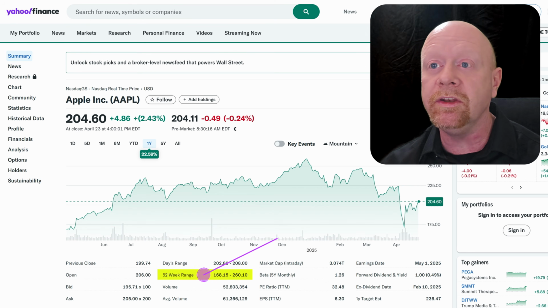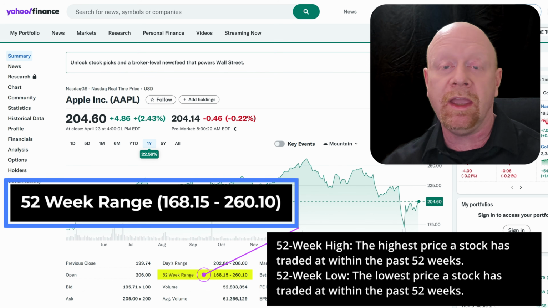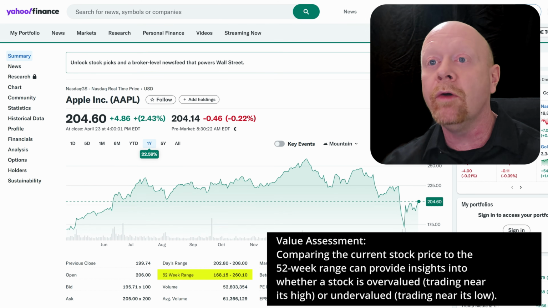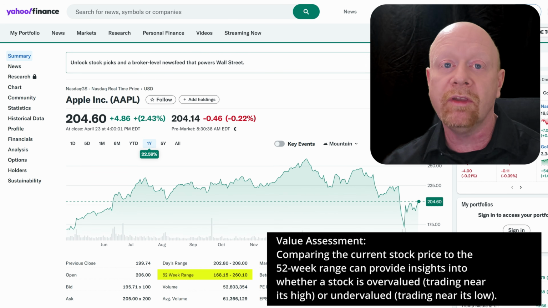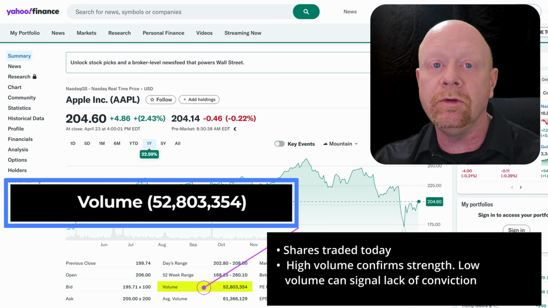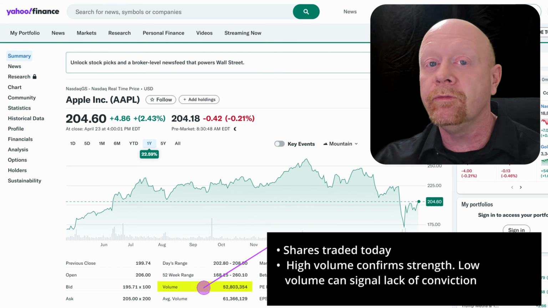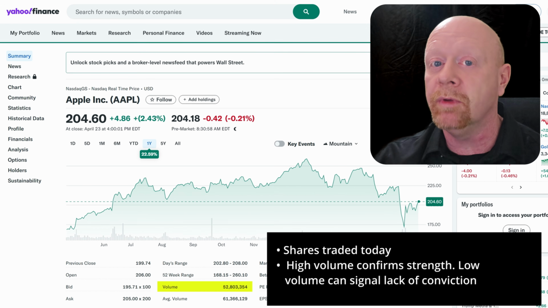Number 6 is the 52-week range. Now this is 168.15 to 260.10. So again, it's the same thing as the range that we just talked about, but this is the 52-week range and shows the lows and the highs over the past year. Why this matters is it positions the current price in the context of long-term swings. Number 7 is volume. So you'll see it's 52.8 million. That's the shares that are being traded today. The significance is high volume confirms strength. Low volume can signal a lack of conviction or weakness with the stock.